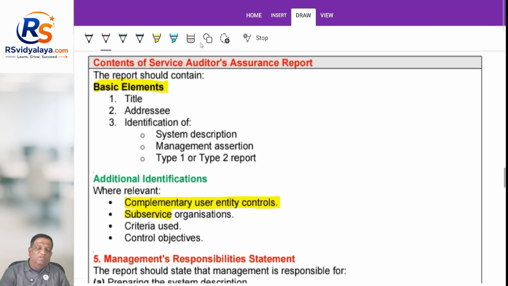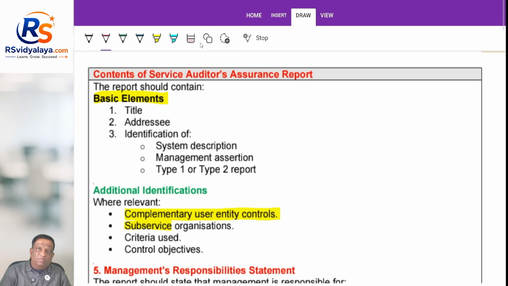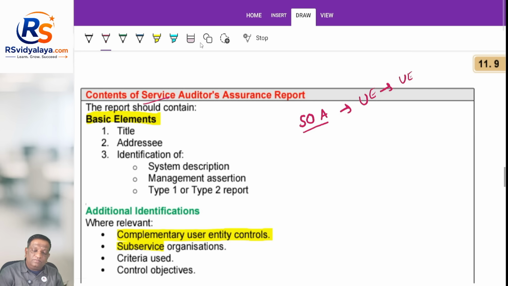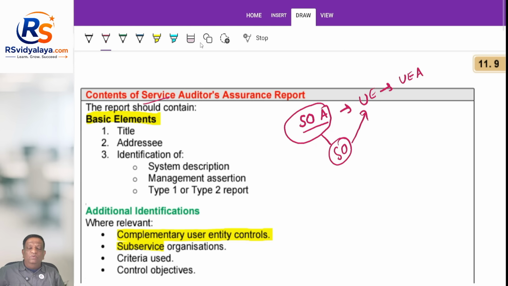Now, we come to his report. Whose report is it? We are talking about the assurance report given by the service auditor. Who is giving this report to whom? The service organization's auditor, or the service auditor, you can simply call it, is giving it to the user entity, and the user entity will give it to the user entity auditor. In between, you can say this service auditor is giving it to the service organization, and the service organization may be issuing it to the user entity. The engagements can happen both ways.